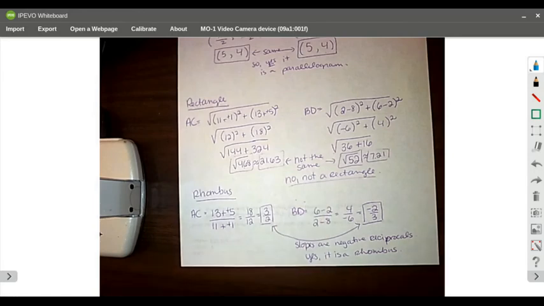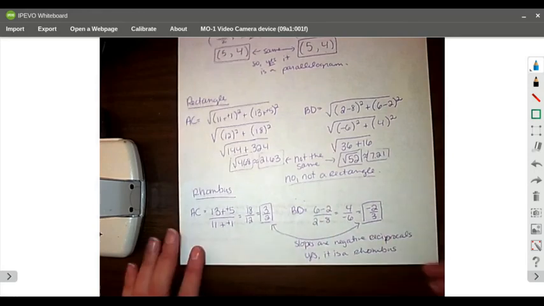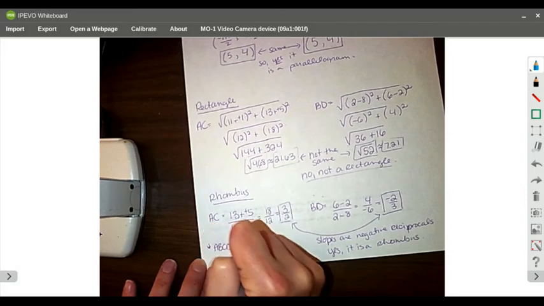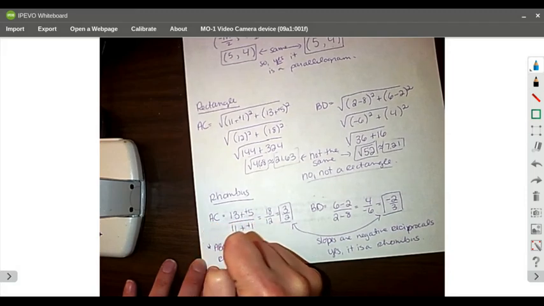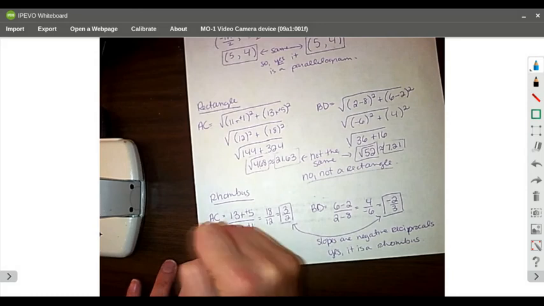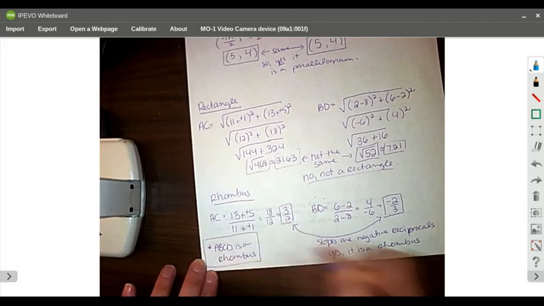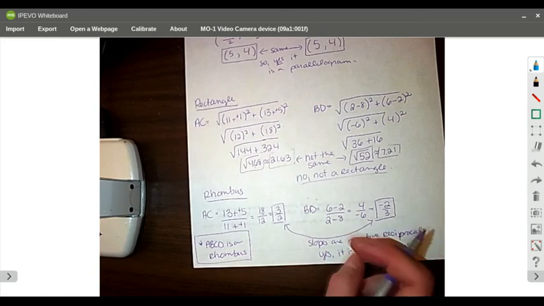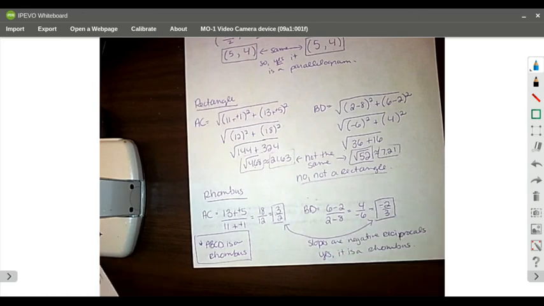So overall, your final conclusion would be that ABCD is a rhombus. It's kind of repetitive to say that it's a rhombus and a parallelogram. Saying that it's a rhombus kind of covers the fact that it's a parallelogram, so you don't need to say it's a rhombus and a parallelogram. So that's how you would do a problem like this.